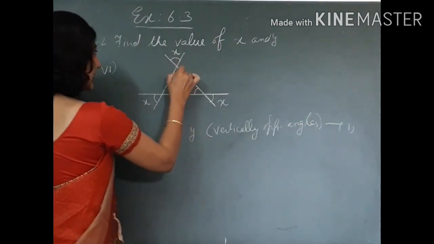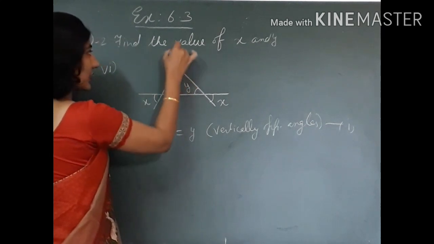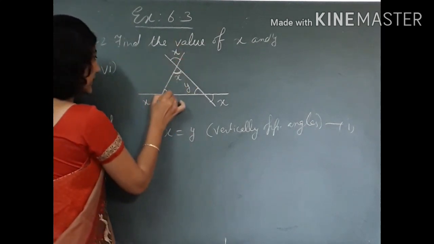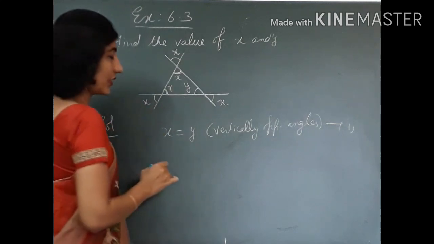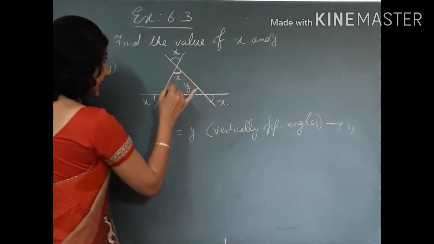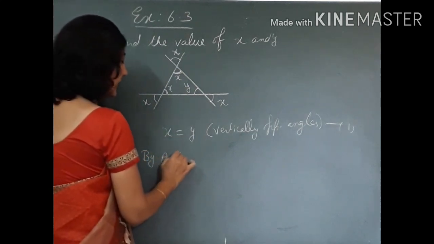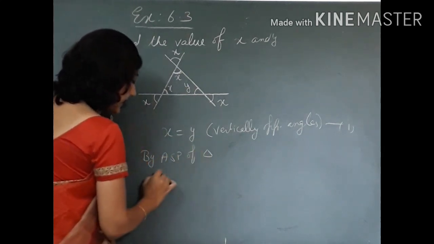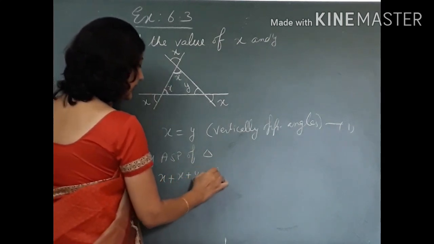What will be the value of this angle? This angle will also be x because these two are vertically opposite. And what about this angle? This will also be x because these two are vertically opposite. Now we have got all interior angles. So you will write by angle sum property of triangle, x plus x plus y equals 180 degrees.